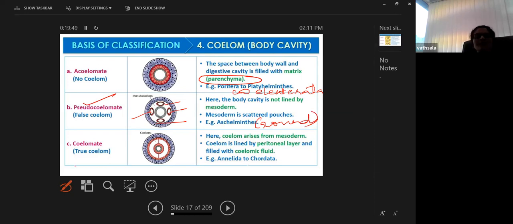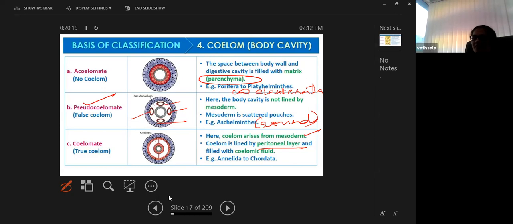Okay, so the next is coelomates. Here the coelom arises from the actual mesoderm. Mesoderm is the central packed tissue. Coelom is lined by a peritoneal layer. Peritoneal layer, that's what we say in the abdomen, peritoneum. So what is that peritoneal layer? Coelom is filled with coelomic fluid.